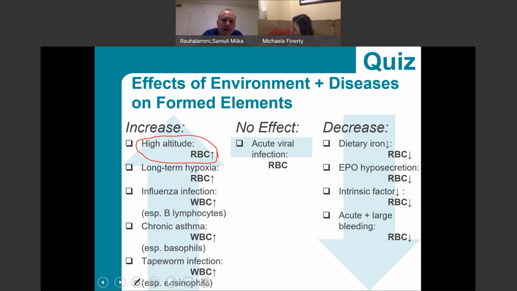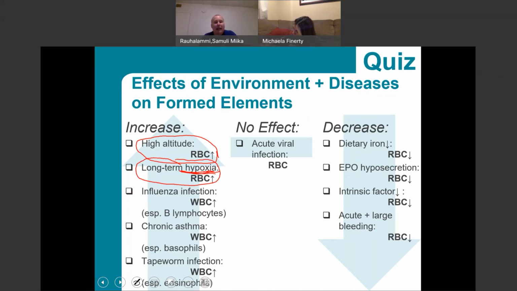If you have little oxygen in your body, that's known as hypoxia. If that happens for a long time, that will also cause your red blood cell production to go up. So your body is trying to respond to the fact that we have a small amount of oxygen in the body by making more red blood cells.